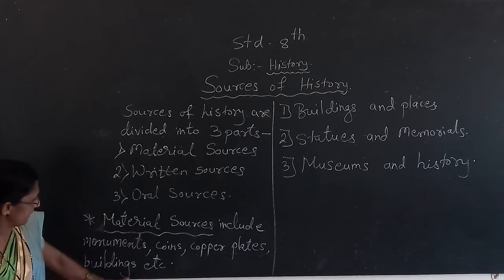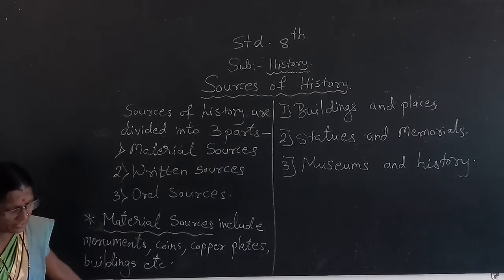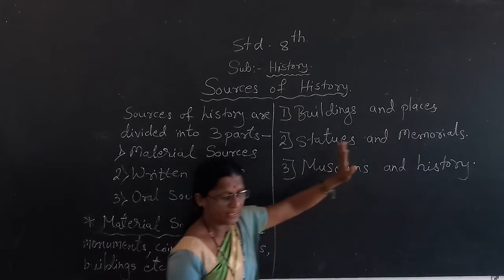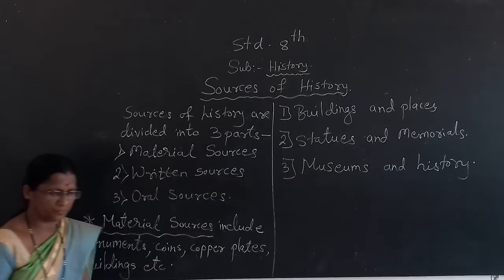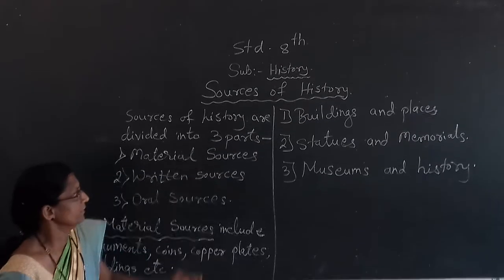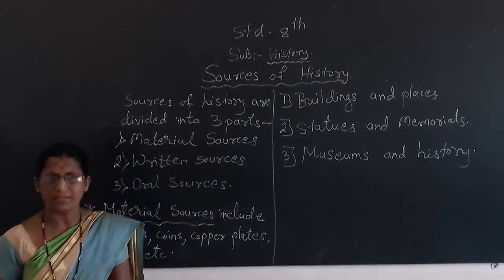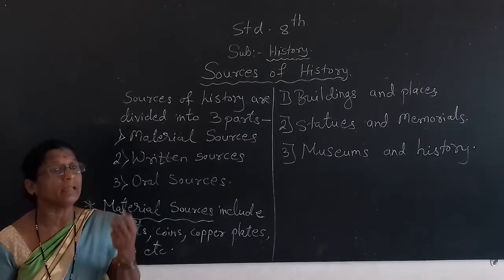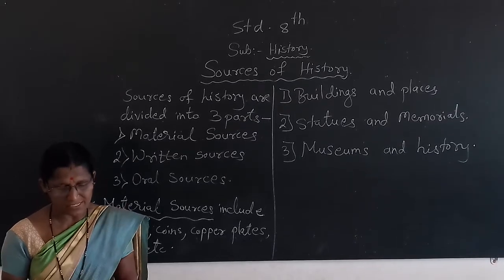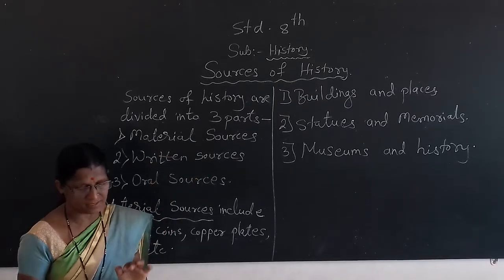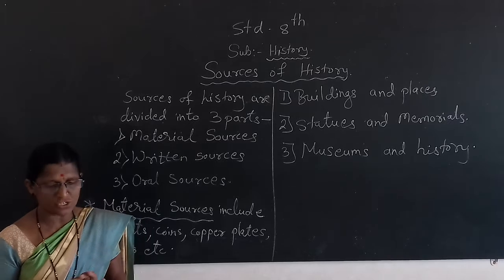So now based on material sources, the first point that we are going to see is buildings and places. Now again pay attention in the textbook. Now we all know what types of buildings are there. In buildings, what things can you take? Yes, there are temples, churches, mosques, and palaces also. But this year in our textbook, detailed information related to buildings and places is given. So just pay attention in the textbook.